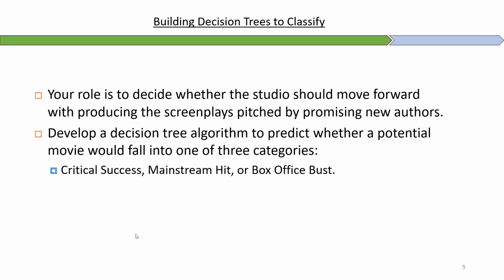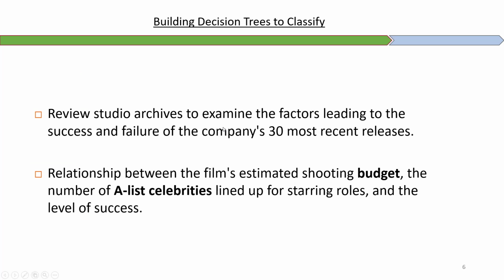Given that you are a data analytics enthusiast, you decide to develop a decision tree algorithm to predict whether a potential movie would fall into one of these three categories: critical success, mainstream hit, or box office bust. To construct the decision tree, you reviewed the 30 most recent releases from your studio, and you found out that the budget and the number of A-list celebrities starring in those films are the two most important criteria for determining the level of success.